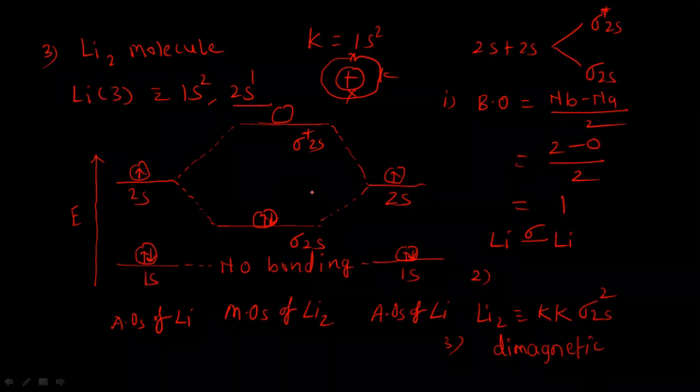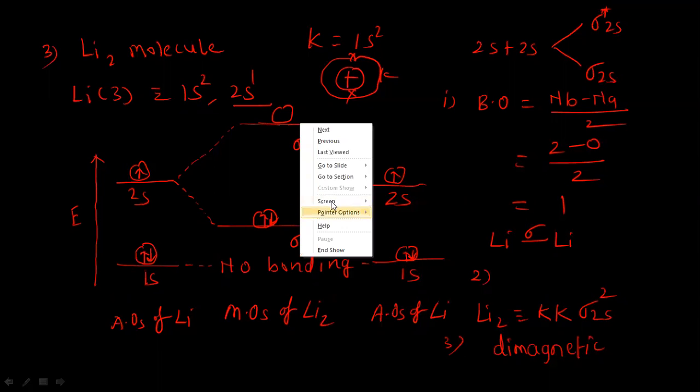So in this way, we draw the MO diagram of the lithium molecule. I think you now know how to draw the MO diagram of the lithium molecule. Now let us try the next molecule, the beryllium molecule. Let us draw the molecular orbital diagram of the beryllium molecule. This is the 4th molecule. Let us first revise the molecular orbital diagrams we have drawn here. First, it is the hydrogen molecule. Then second, it is the helium molecule.